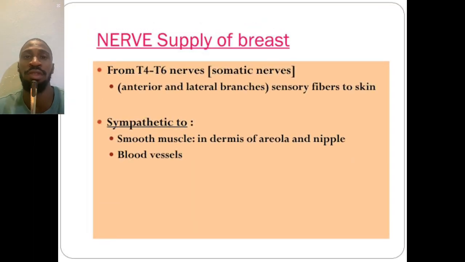So the next is the nerve supply to the breast. The nerve supply to the breast is what we call somatosensory because it begins from the second to the sixth intercostal nerve, which comes from the anterior and lateral cutaneous branches of the second to sixth intercostal nerve. So basically, it's supplied by a sensory and an autonomic. The sensory is directly to the skin, while the autonomic is to the smooth muscle around the nipple.